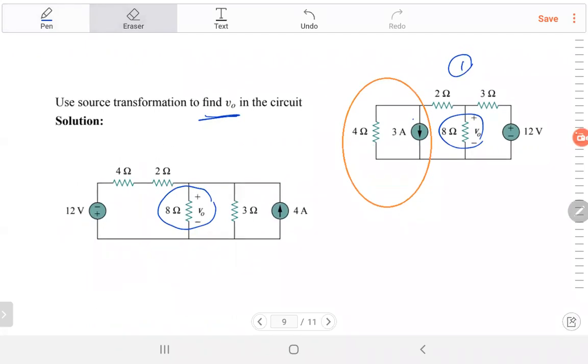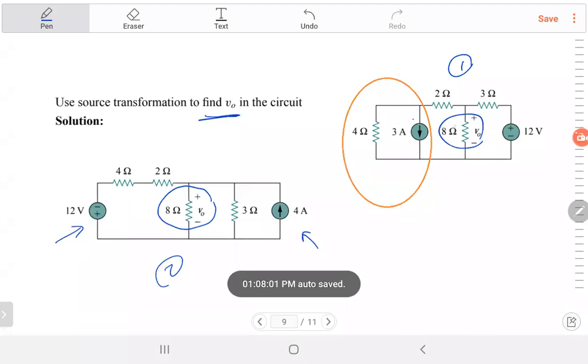Does anybody understand how we transform from 1 to 2? I can explain it again. What are you doing on the right side? The 12 volts going to 4 amps. Which side? We can see your cursor. Are you talking about this side or this side? The 12 volts in figure 1. We start with the circuit in figure 1, and then I reduce it to figure 2.